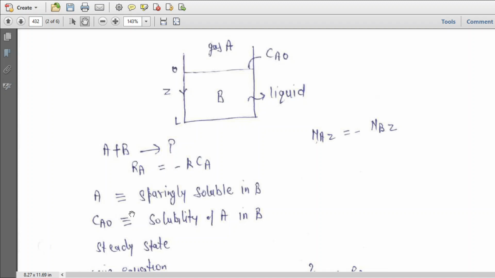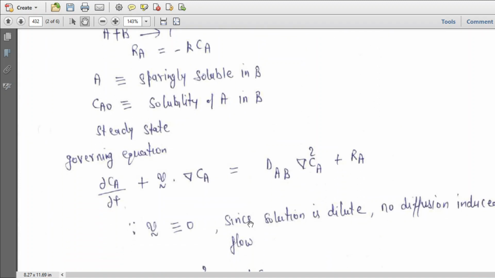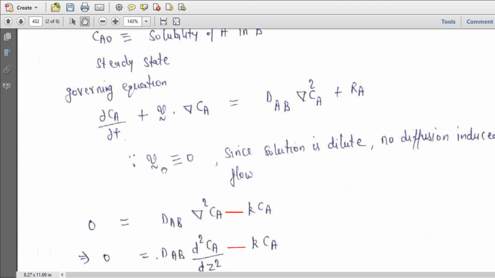So A is sparingly soluble in B. CA0 is the solubility of A in B. Now if we see the transport equation at steady state operations, the governing equation is given by this: del CA upon del t plus v dot del CA equal to DAB del square CA plus RA.